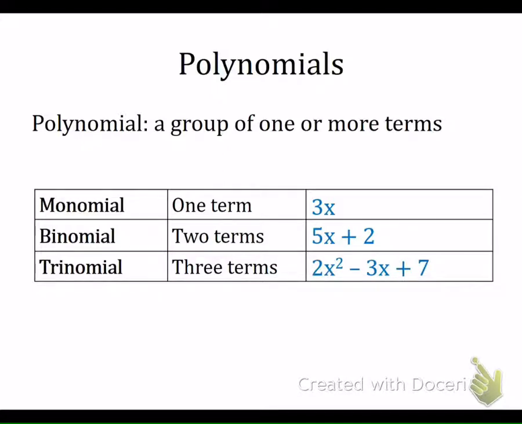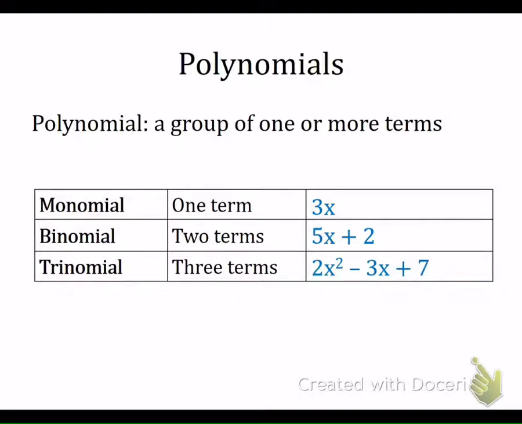Binomial means 2, like a bicycle has 2 wheels. Bi, 2, okay? And then if there's 3 terms, trinomial. Tri means 3. So, like a tricycle has 3 wheels, or what's something else that has tri in it? A what? Triangle has 3 sides. A tripod, where you put your camera, has 3 legs. Okay, so tri means 3, bi means 2, mono means 1.